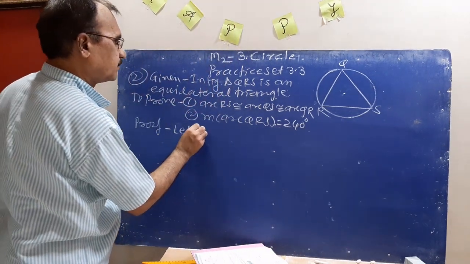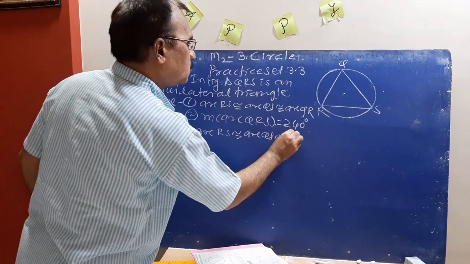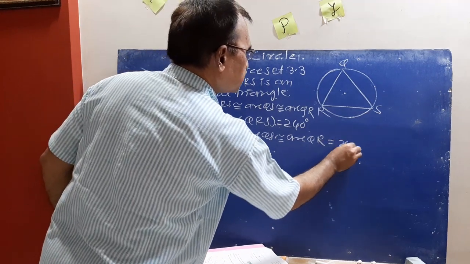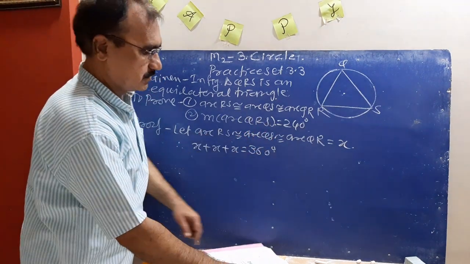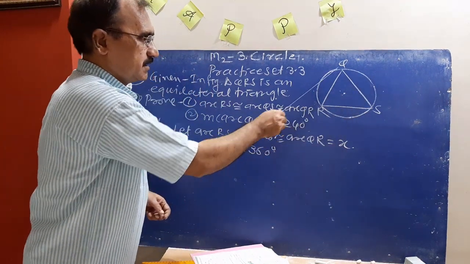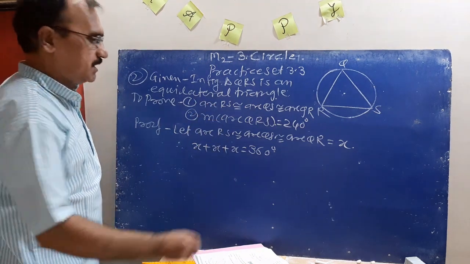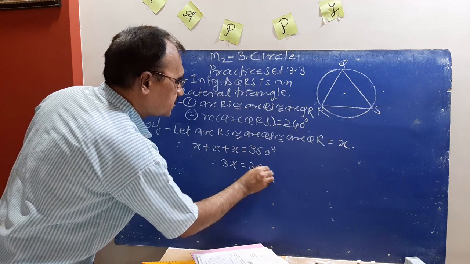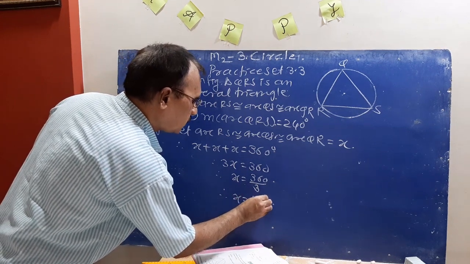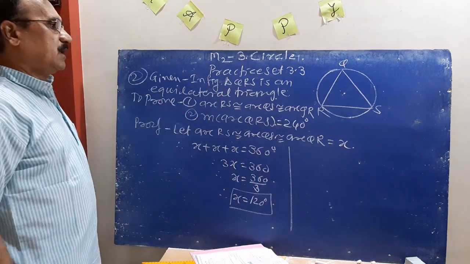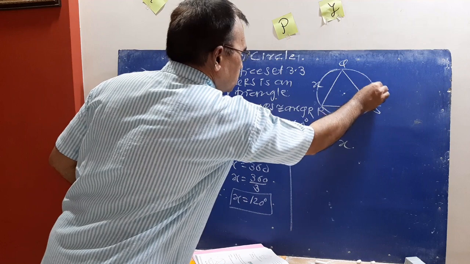Let arc RS, congruent to arc QS, congruent to arc QR, be equal to x, and therefore x plus x plus x is equal to 360, because the sum of all these three arcs is the complete circle, and you know the measure of a complete circle is 360. x plus x plus x is equal to 360, and therefore 3x is equal to 360, and therefore x is equal to 360 upon 3, and therefore x is equal to 120 degrees. This is x.